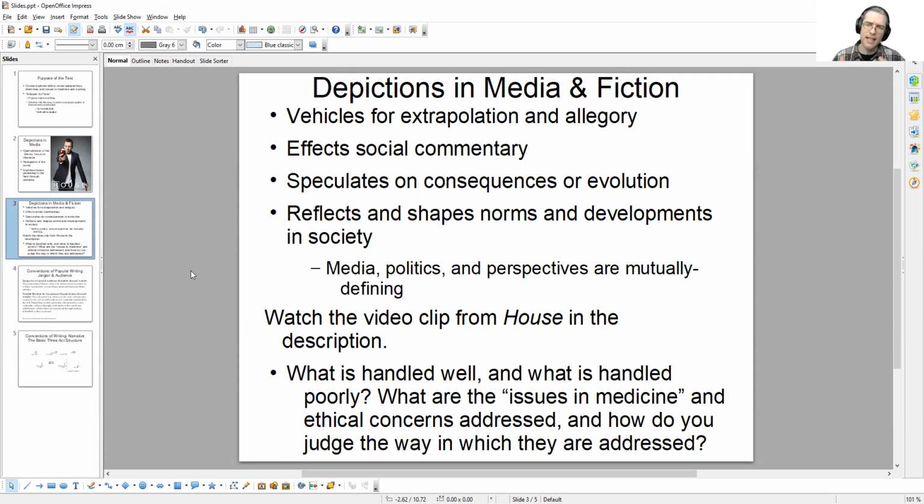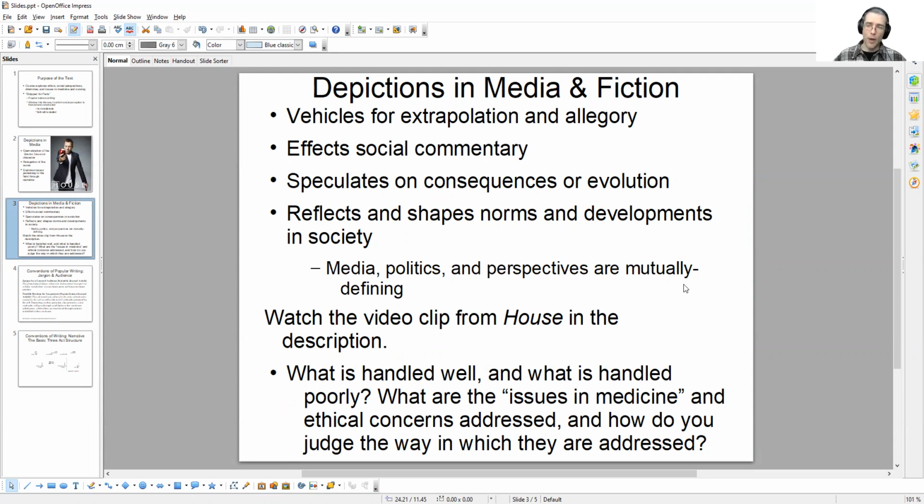Thus, we can essentially use the texts as windows into those issues and see how these fictions are commenting on them, without believing that they have to be genuine or accurate depictions of the things they're grappling with. Now, one of the things to keep in mind is that all these media and fictional depictions of the medical profession or the science surrounding it ultimately affects social commentary.